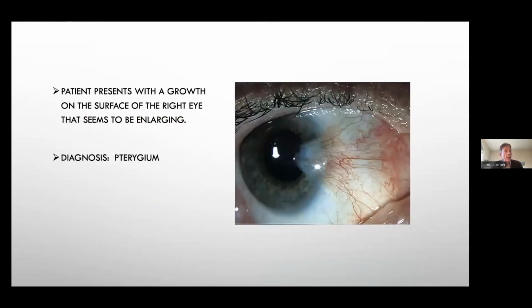Now we have another one here, and this is much more common. A patient presents with a growth on the surface of the eye, right eye, that seems to be enlarging. I'm sure if you look at your colleagues or people around, you will see this particular lesion. It is fairly common in the population. This is called a pterygium.